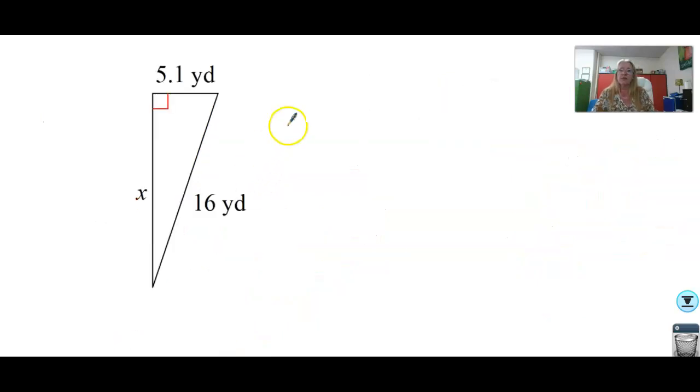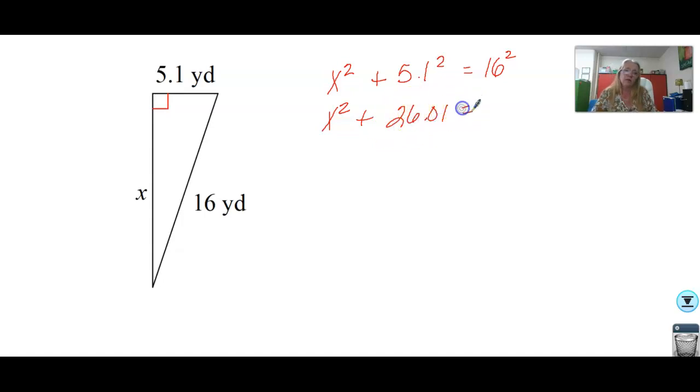And my final example here is also missing a leg. So I show that I'm missing a leg. I do have one leg. I do have the 5.1. That's a leg. And equals 16. That's our hypotenuse squared. 5.1 squared is 26.01. And 16 squared, you'd think I'd know that off the top of my head, but I don't, 256. Subtract 26.01 from both sides.